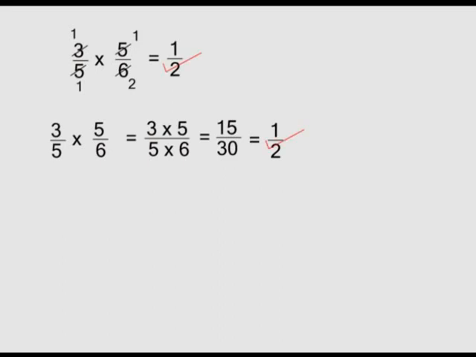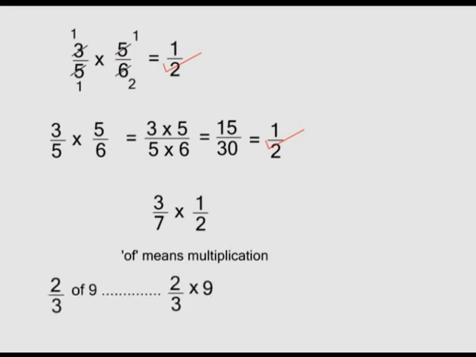But it is not always that the digits will cancel out and you will be forced to follow the long method. For example, 3 over 7 times 1 over 2, no digits can cancel out. Notice that when "of" is used in a question, it means multiplication. So 2 over 3 of 9 simply means 2 over 3 times 9.